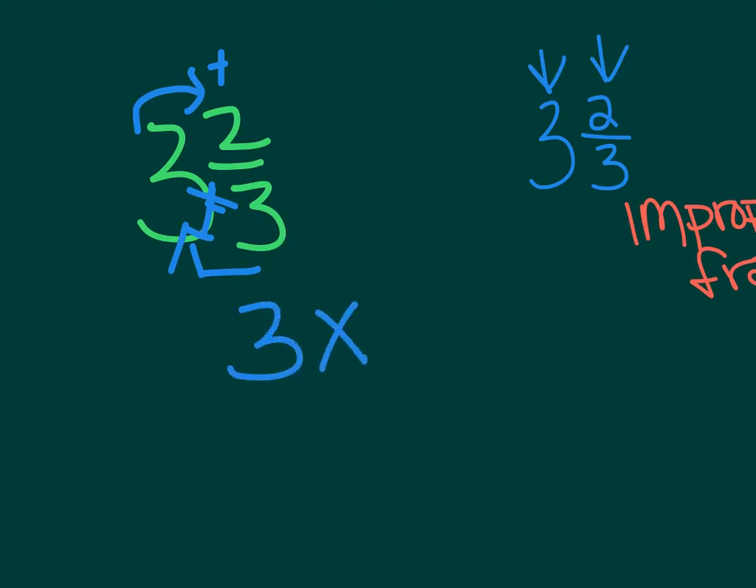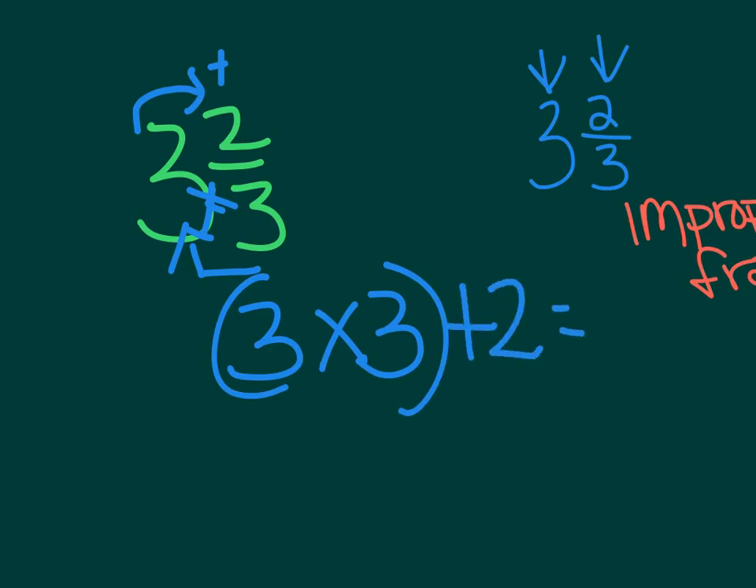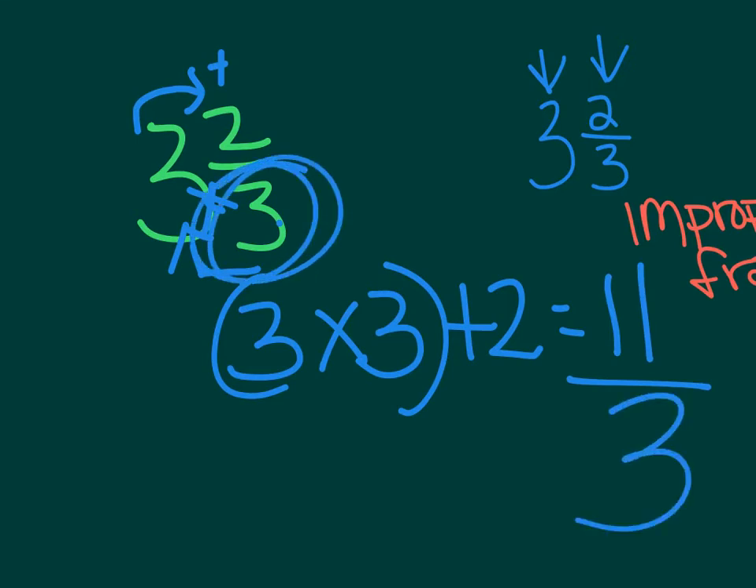3 times 3 plus 2. So 3 times 3 is 9, plus 2 is 11. And our denominator stays the same, which is 3. There we go, 11/3. So 3 and 2/3 equals the improper fraction of 11/3.